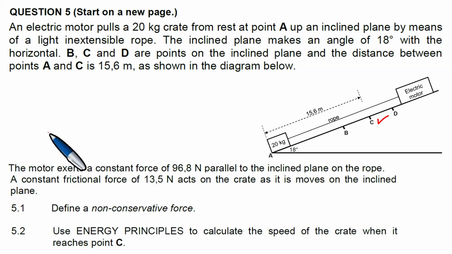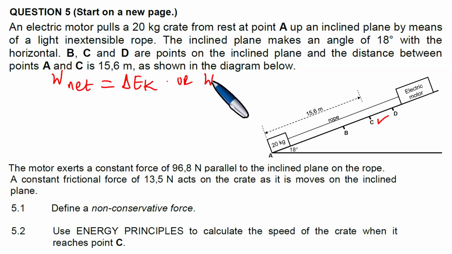So now we can use W net. W net is the change in kinetic energy. Or if you don't want to use that, you can use work done by non-conservative forces equals the change in potential energy plus the change in kinetic energy. You can use one of these. So we shall use W net first.